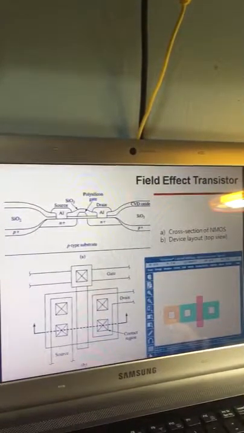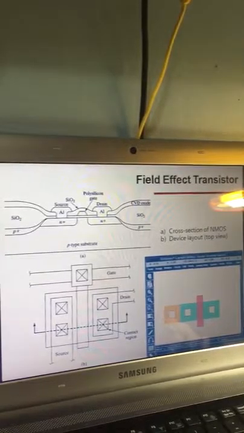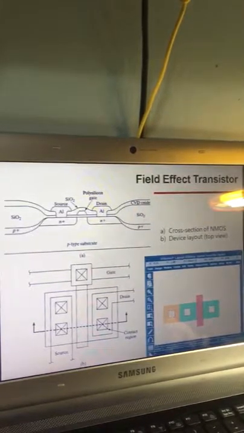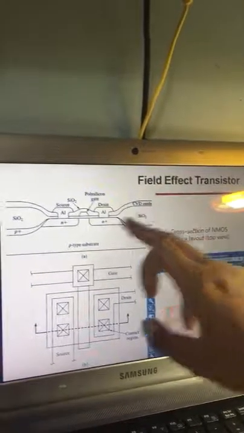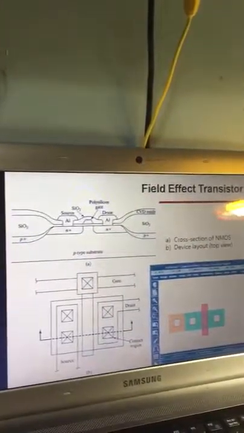As you see in this picture, SiO2 exists so that leakage current does not flow to other transistors, as you see in this picture.